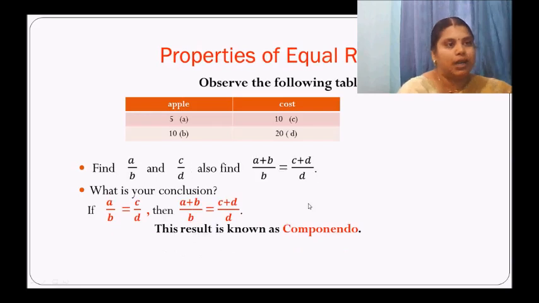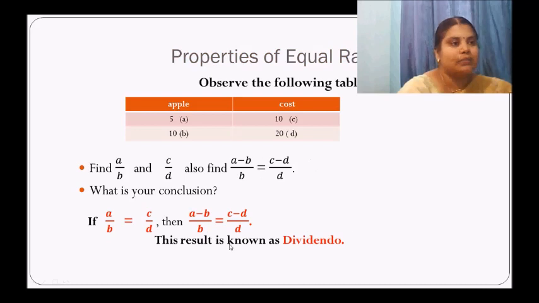The next important property of equal ratio. Observe the same table. We earlier found the ratios A by B and C by D. Now we have to find A plus B divided by B and C plus D divided by D. After calculating this, we get the result: if A by B is equal to C by D, then A plus B divided by B is equal to C plus D divided by D. This result is known as the componendo law.